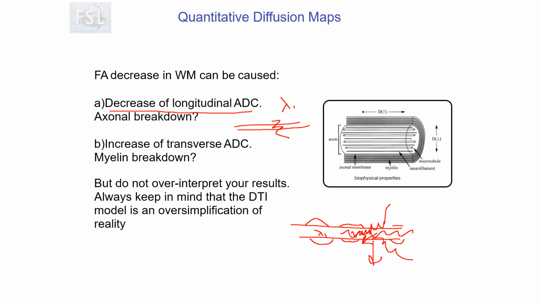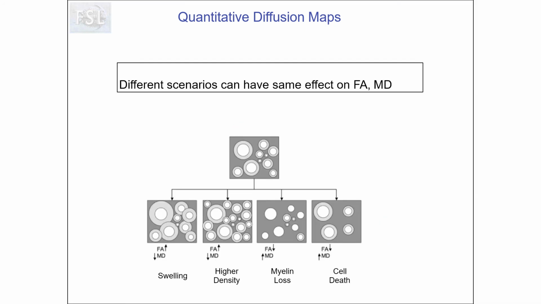So just because we have a different value in FA doesn't mean we know what's going on within the brain. We can't overinterpret results. We always have to be very careful in what things can mean. And diffusion tensor imaging is an oversimplification of reality. We'll get to some of that later.